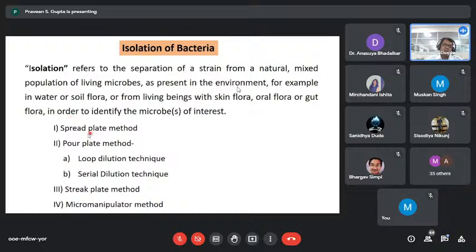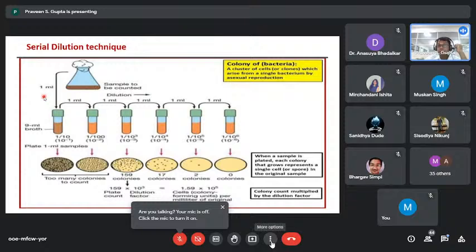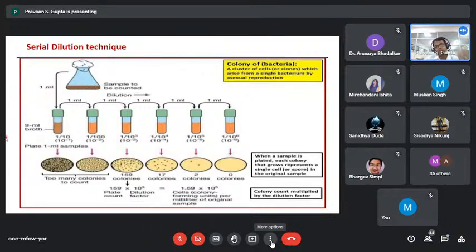Isolation can be done by several methods like spread plate, pour plate, streak plate, and the micromanipulator method. Before the pour plate, you can go for serial dilution or loop dilution methods. Generally we go for serial dilution because the number of bacteria is high in the given sample, and to dilute the number of microorganisms, we should dilute it subsequently. Subsequent dilution is called serial dilution.